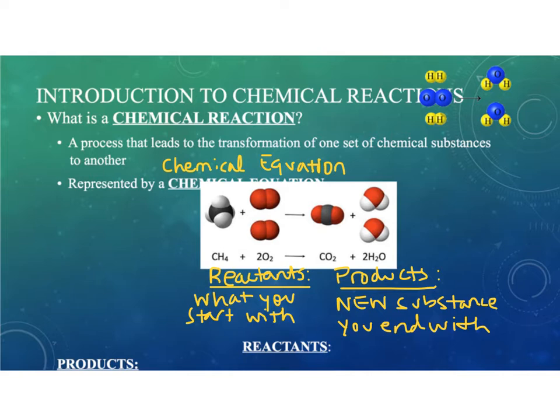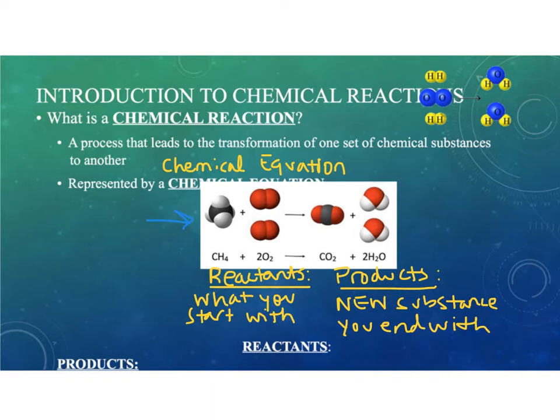So a chemical reaction is a process that leads to the transformation of one set of substances to another. All right, so we're starting with one set of substances, one set of atoms, and we're going to get a different combination in the end. All right, that is a chemical reaction. It's represented by a chemical equation. So this picture here shows a chemical reaction occurring.